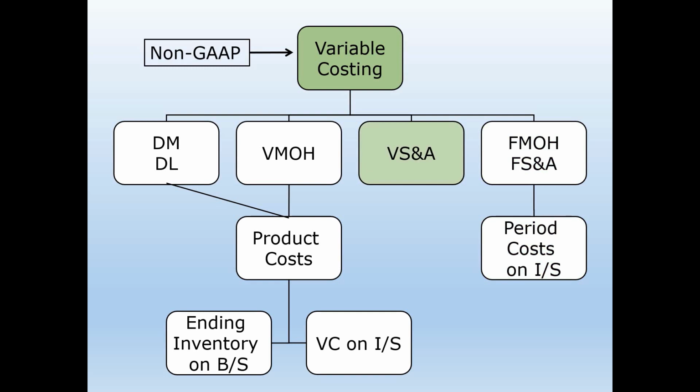That leaves us with variable selling and administrative costs. These are not fixed costs, but they're also not product costs. They go directly to the income statement as variable costs, even though they're not counted as part of product costs.